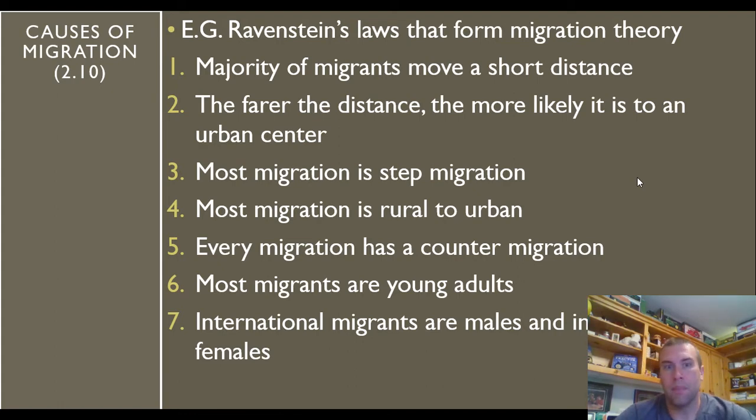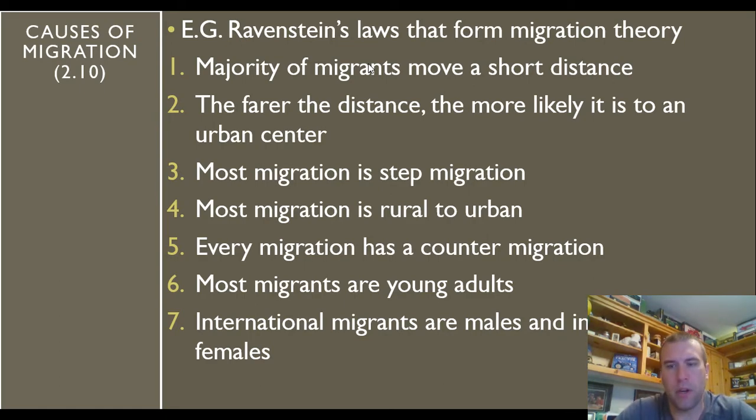Again, this is theory. Majority of migrants move a short distance. This is what I was getting at earlier, where more people move a short distance than a long distance. Most people don't move internationally, but when they do, it's most likely to an urban center. You don't really see people moving much to the middle of Nebraska. People move to New York or San Francisco or Minneapolis or Chicago, just any major city that you can come up with.